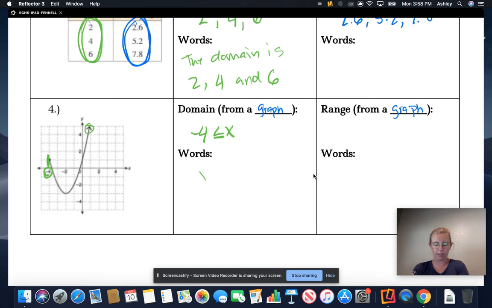All right, in words, x is greater than or equal to -4. Okay, let's look at our range now.